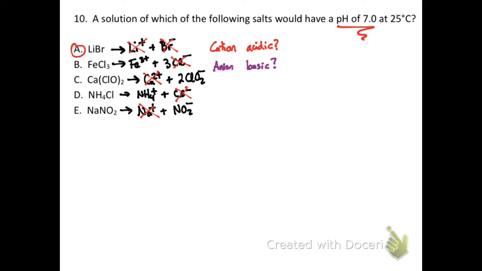So to classify the rest of these, iron 3+, any transition metal cation is going to be acidic. Chlorite, ClO2-, this is going to be basic. NH4+, all ammonium salts are acidic. And then finally, nitrite, NO2-, is going to be basic. So the only one here that is neutral is going to be our LiBr.